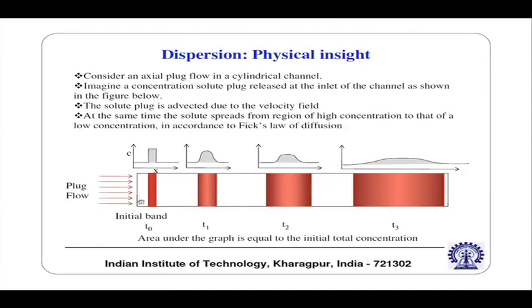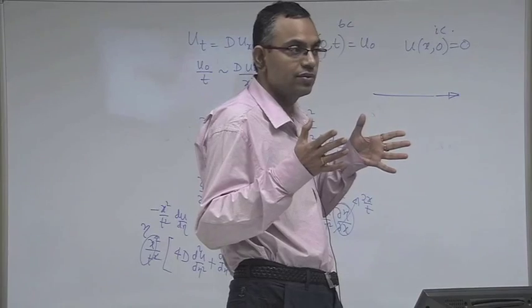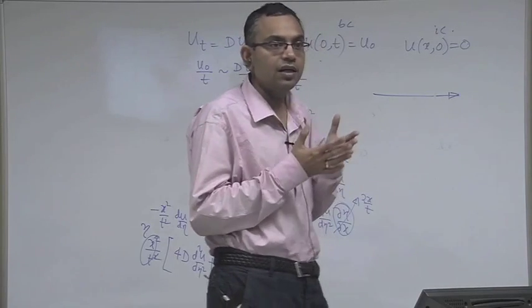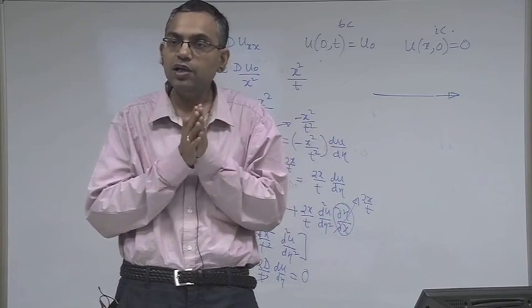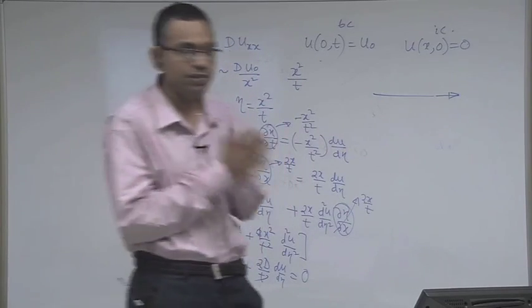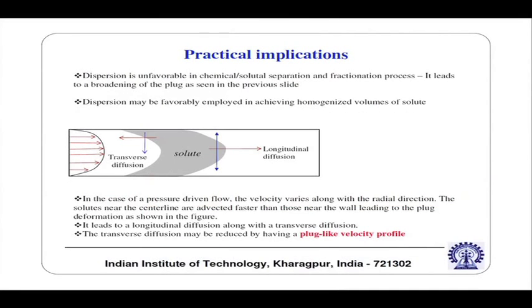But you can see the width of the plug gets broadened and broadened, and this broadening of the plug is because of diffusion. So, in totality, you are having a phenomenon which is governed by a combination of advection and diffusion of the species. Now, this combined phenomenon is called dispersion.